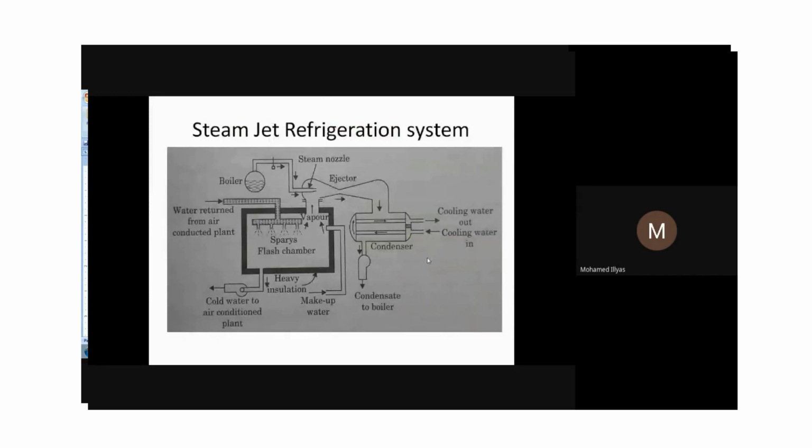Then there is another refrigeration system, which we call the steam jet refrigeration system. What is latent heat of ice? It is the amount of heat required to melt ice from 0 degrees Celsius to water at 0 degrees Celsius. The steam jet system uses the concept of flashing of vapor. It consists of a convergent divergent nozzle, and water at 0 degrees Celsius is ejected.